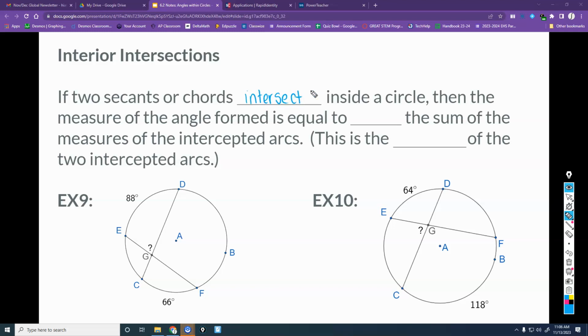inside a circle, then the measure of the angle formed is equal to half the sum of the measures of the intersected arcs. This is going to be the average of the two intersected arcs.